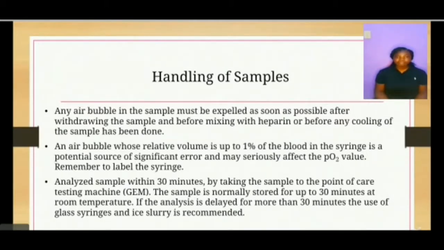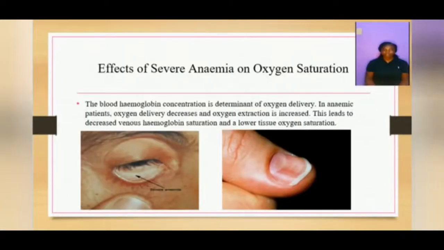I must note that blood samples are stored for up to 30 minutes at room temperature. If there is a delay for more than 30 minutes, it is recommended that glass syringes and an ice slurry is used. Effects of severe anemia on oxygen saturation.